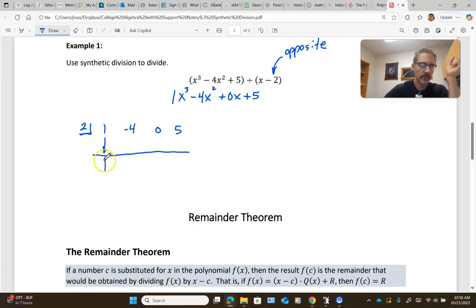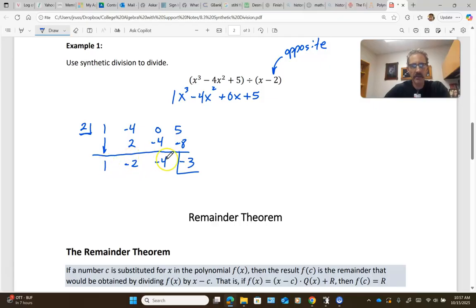So 2 times 1 is 2. -4 plus 2 is -2. And then 2 times -2 is -4. 0 plus -4 is -4. 2 times -4 is -8. And 5 plus -8 is -3. Okay. So the -3 will be our remainder.